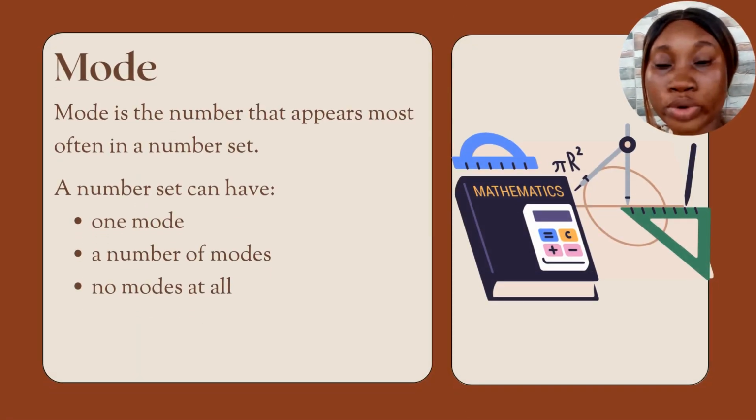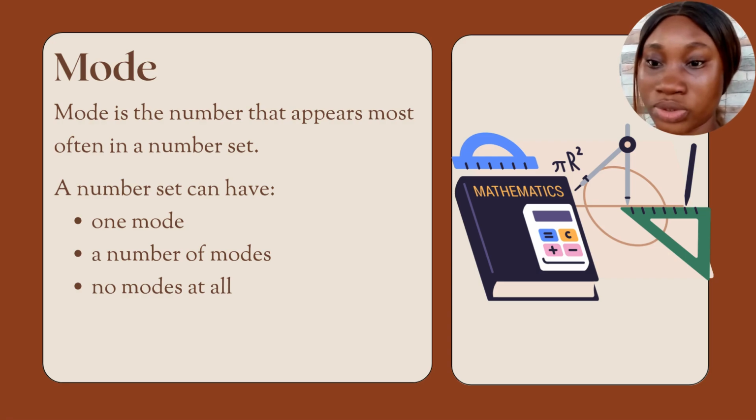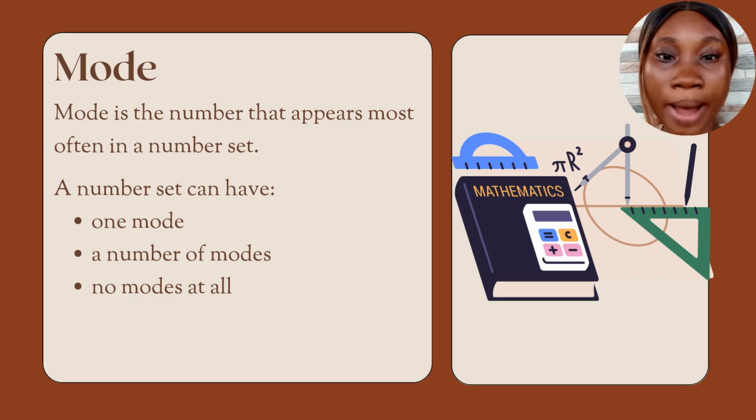So finally, for my mode, mode simply means the number that appears the most. The number that you can see repeating itself. You've seen it once, you see it again, you see it the third time, you see it the fourth time. So that is mode. The number that keeps appearing the most.